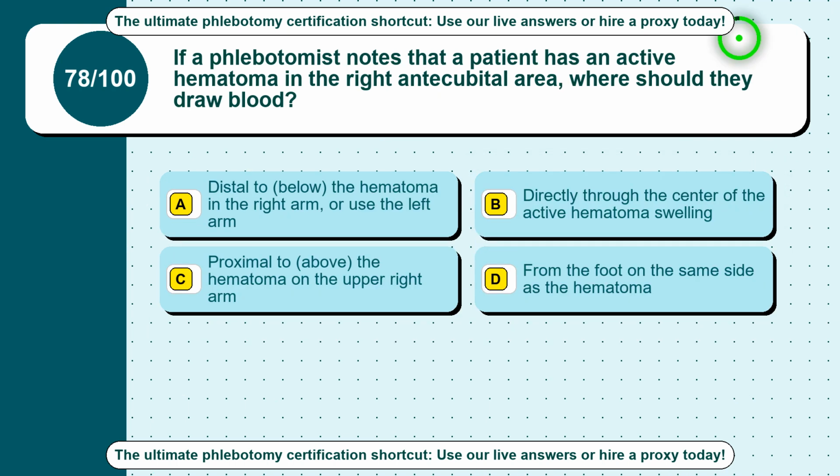Question 78. If a phlebotomist notes that a patient has an active hematoma in the right antecubital area, where should they draw blood?